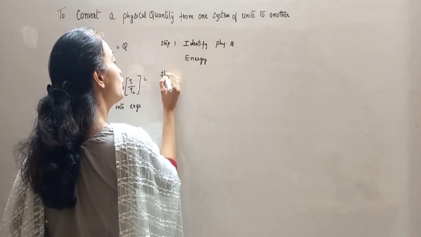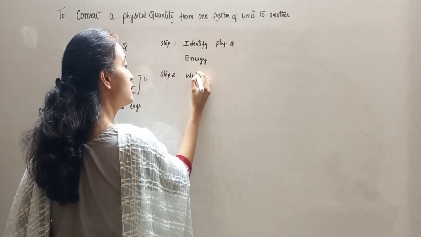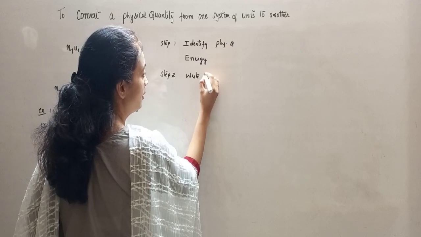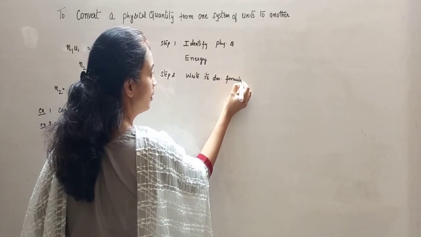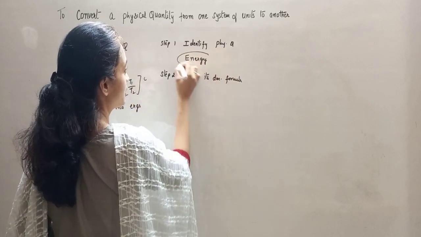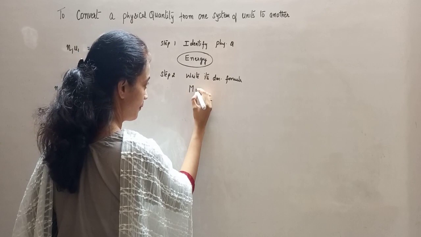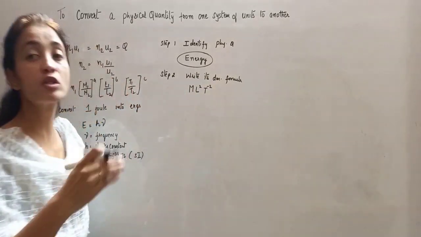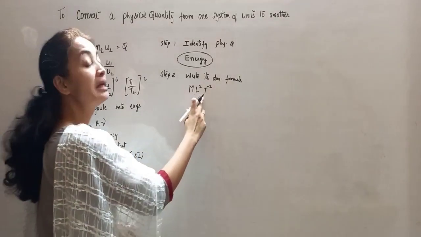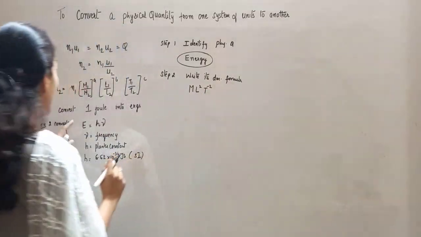Now step number 2 is to write its dimensional formula. So this is my physical quantity. I have identified it. Now the dimensional formula is M L to the power 2 T to the power minus 2. Because it is force into displacement, force is M L T to the power minus 2 into L. So it becomes M L square T to the power minus 2.